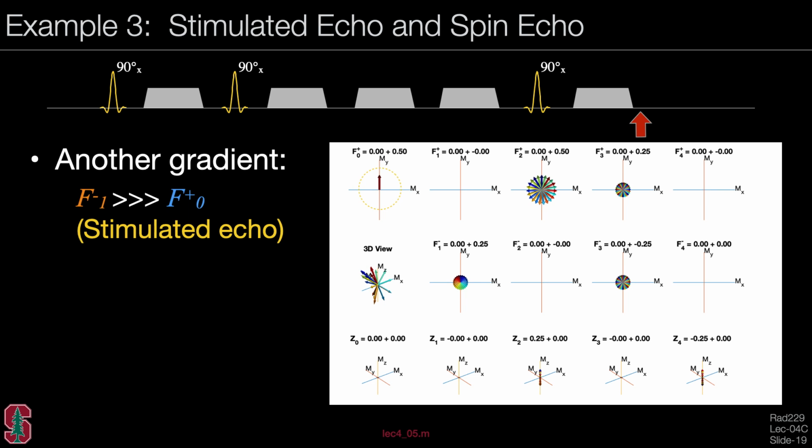So I hope this example gives you some intuition about the difference between spin echoes and stimulated echoes, but be patient if it isn't totally clear yet. You can see the example Matlab code in the file Lec4 example 5 in the Matlab folder.